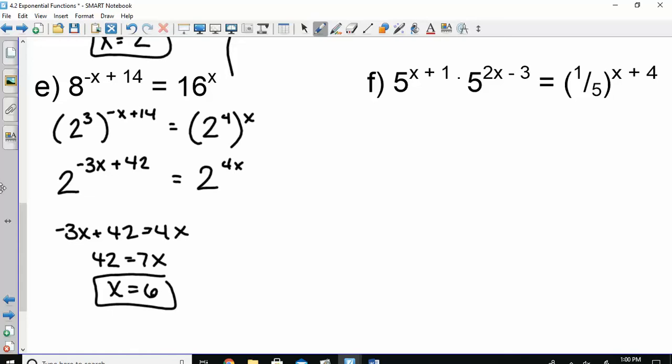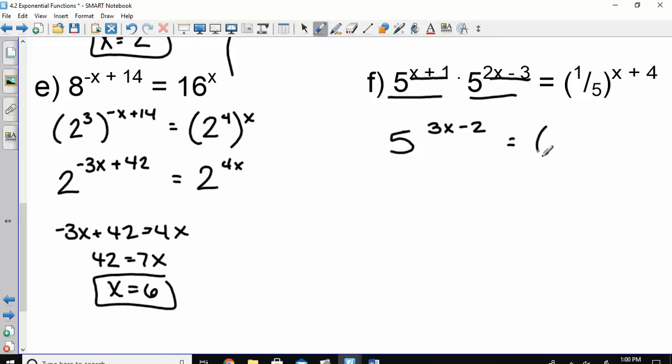What about F? With a lot of bases, you just add the exponents. Okay. On the left, I have a problem. I have two things to multiply. But just like if I give you x squared times x to the 3rd, when you multiply, all you do is add your exponents. The base doesn't change. So I can combine these things. When I multiply them, it doesn't become a 25, it's just 5, and then you add these exponents. So x plus 1 plus 2x minus 3. So x plus 2x is 3x, 1 plus negative 3 is negative 2.